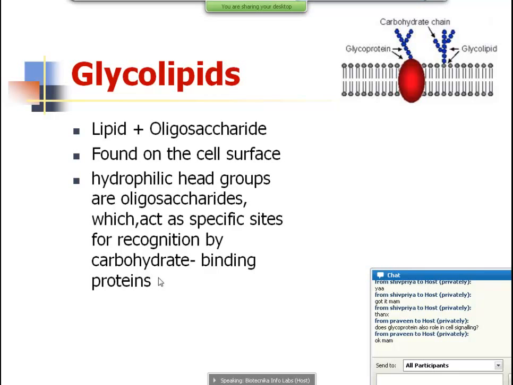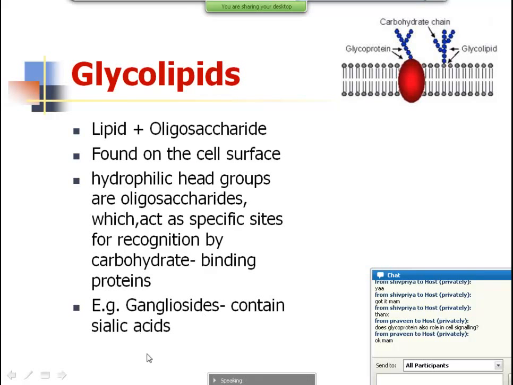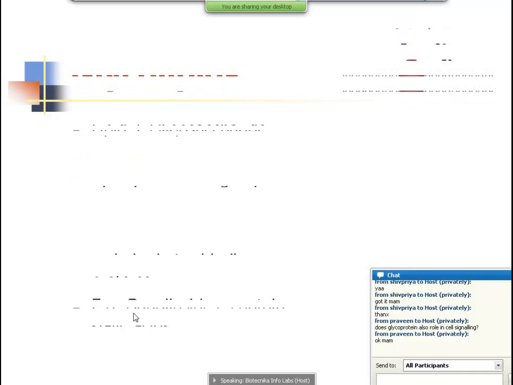There again they have lipids and carbohydrates interacting with one another. That is a typical classic example of glycolipids, and they also have several roles in binding. We talked about sialic acid. Gangliosides contain sialic acid. What is sialic acid? N-acetylneuraminic acid. How do you get that? N-acetyl mannosamine and pyruvic acid form N-acetylneuraminic acid, and that is nothing but sialic acid. So generally you have sialic acid present in the gangliosides, which are also a glycolipid.